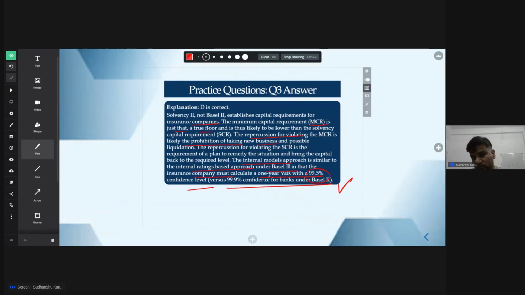Overall, always zoom out and look at the bigger picture. Basel II is basically banking focus, extreme tail 99.9%, unexpected losses centric. Solvency 2 is insurance focus, slightly lower tail 99.5%, liability aware. And both frameworks converge on risk sensitivity, internal models, governance and supervisory oversight, that we need to understand, right? So that completes our chapter, guys.